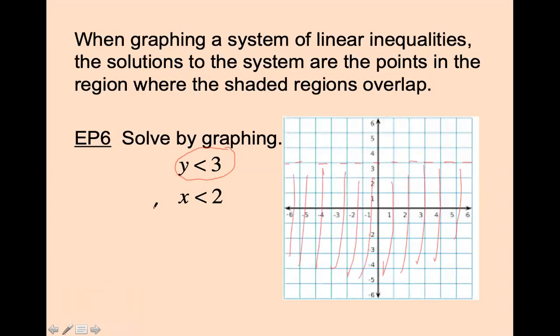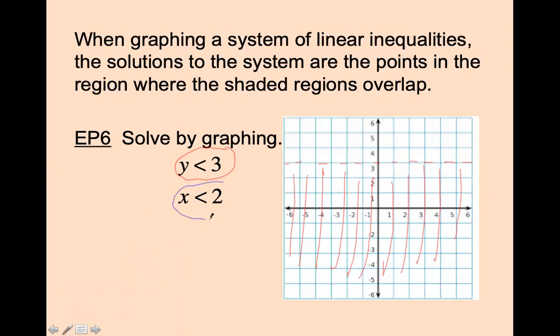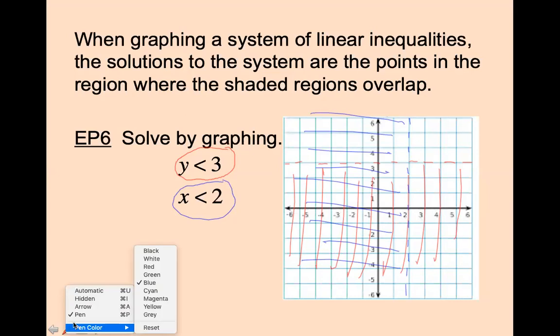All right, I'm going to switch colors for the other graph. This time I have x is less than 2. That's a vertical line, a dotted vertical line, right? Because it doesn't say equals. And solutions to that, any number less than 2 would be on this side of that vertical line. And so our solution is where these two regions overlap. So it's bounded by the 3 up here and the 2 on the right. It doesn't include those lines, but any point in here should work in the system. So again, you can always try your test point.